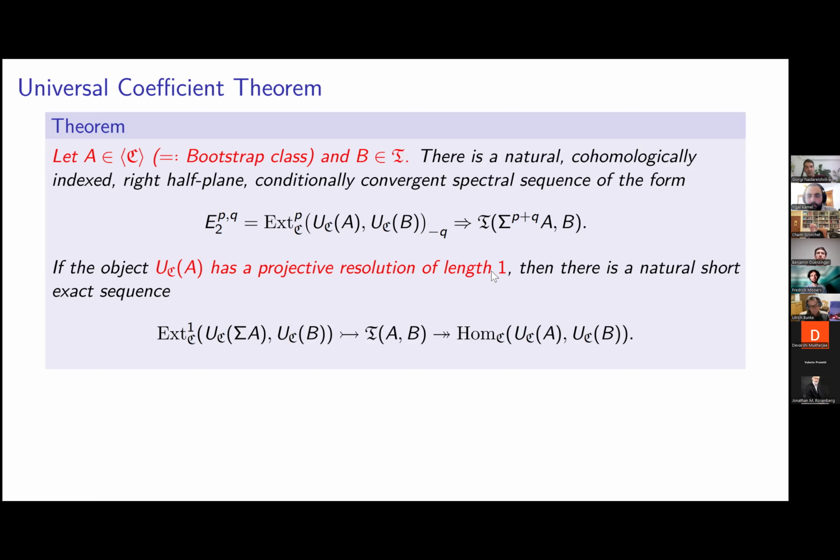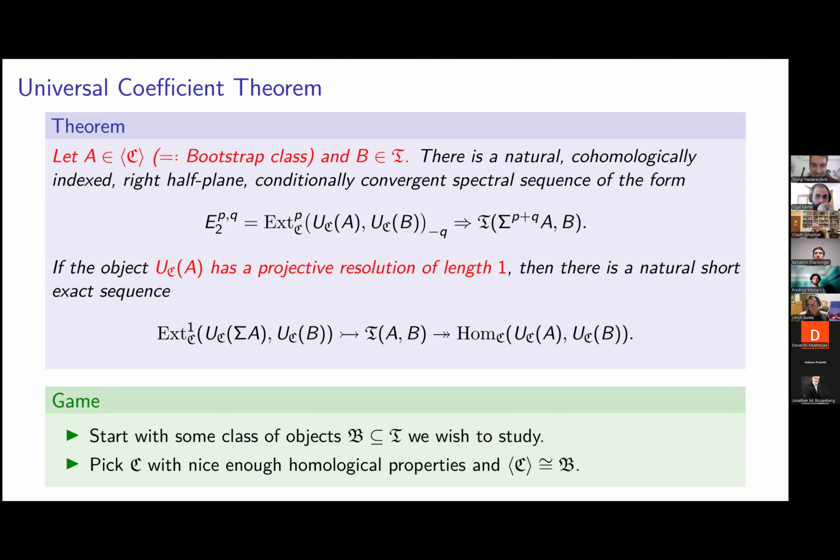If this has a projective resolution of length 1, this spectral sequence degenerates and you get a short exact sequence like this, so that the hom functor from A to B in this triangulated category is approximated very nicely by real abelian hom functors in this universal world. So this is a very general universal coefficient theorem that you can see. And this is the machinery that I wanted to explain.